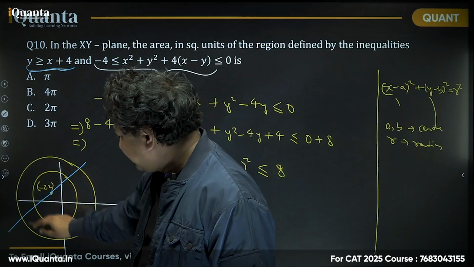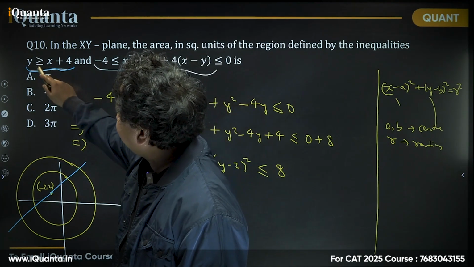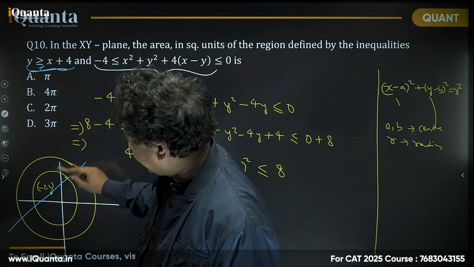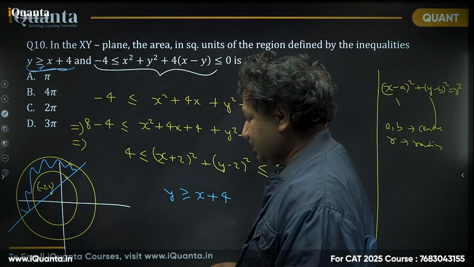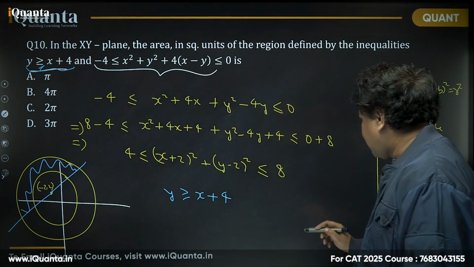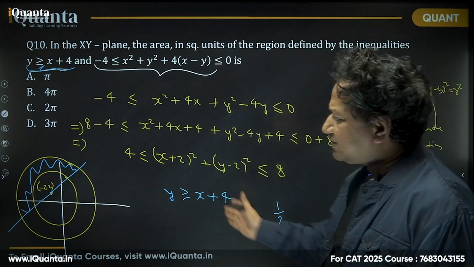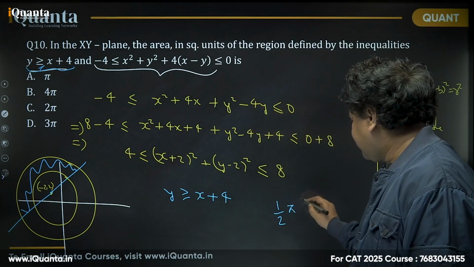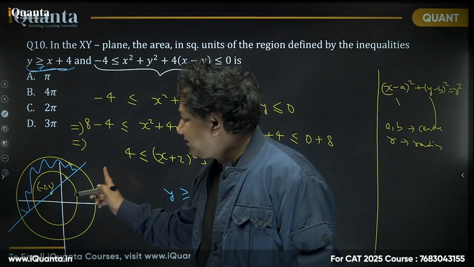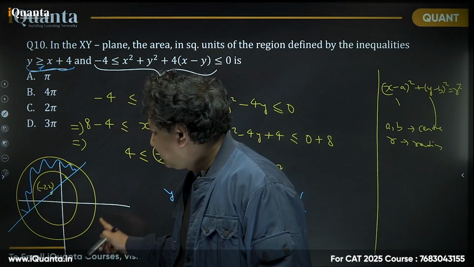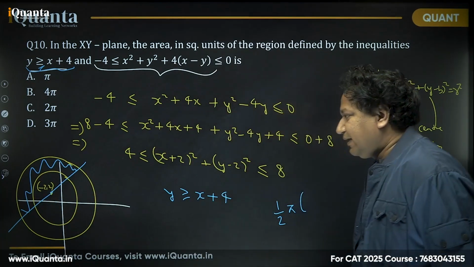That means this ring, and also the upper side of the ring, because we have y is greater than. So basically we need to find the area of half of this ring. The area can be found by half, why half? Because it's half the ring. Half of pi times the square of the radius. If I find the area of this circle and subtract this, I'll find the area of the ring.